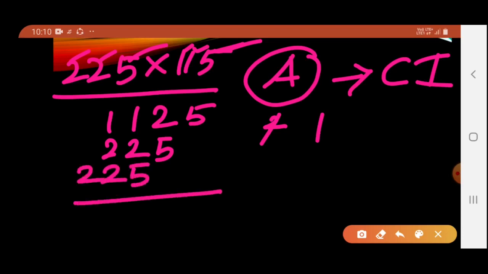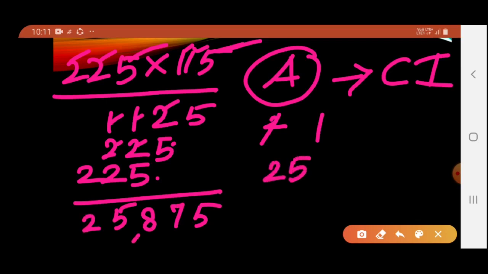We have to add now. 5, 2 plus 5 is 7, 1 plus 2 is 3, 3 plus 5 is 8, 1 plus 2 is 3, 3 plus 2 is 5, next 2. Therefore our amount is 25,875. Now we have to find compound interest.